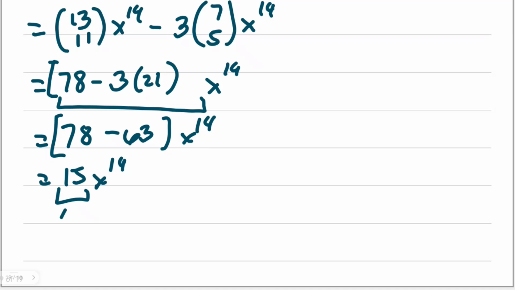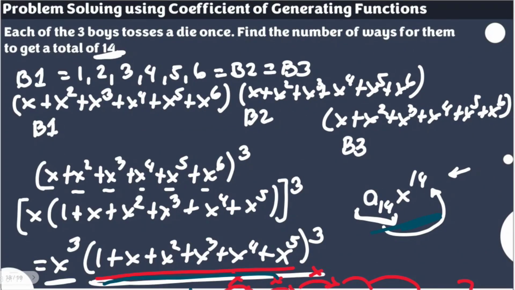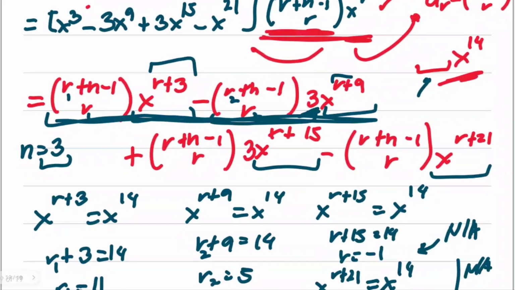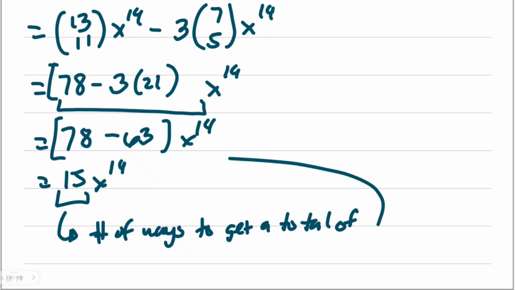This coefficient tells us the number of ways. What was the problem? Not selecting. The number of ways for them to get a total of 14. The number of ways to get a total of your exponent 14. In short, the answer to this question is simply 15.